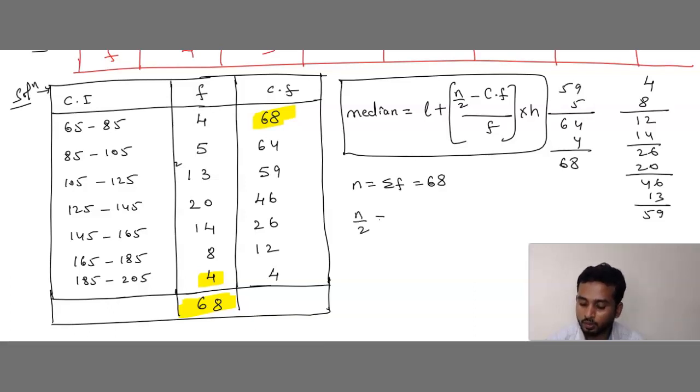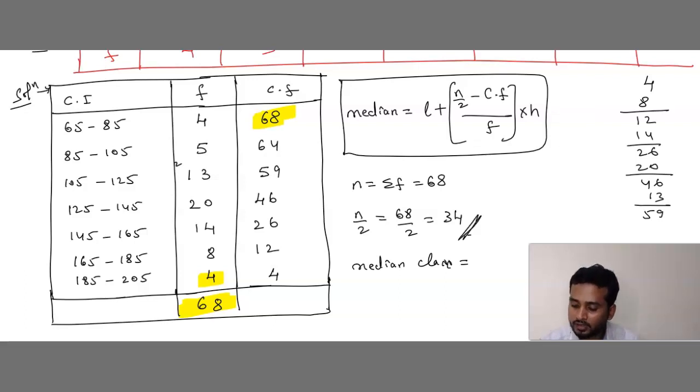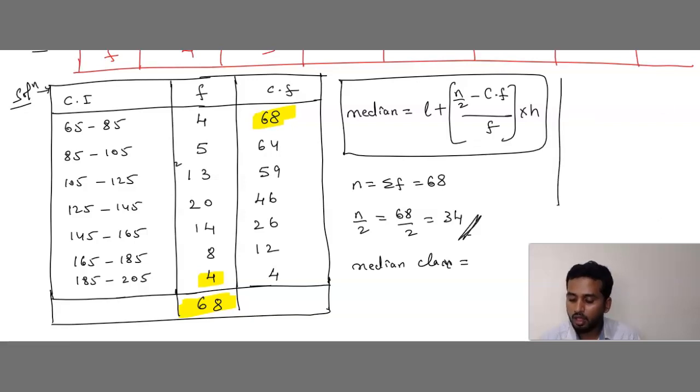But we want n by 2. n by 2 is 68 by 2. That answer is 34. So first we have to find the median class. If you want to find median class, I'll just erase this part. I'll write the data here. So what are the values we need? n by 2 is 34. We got it. So median class is where 34 is lying in cumulative frequency.